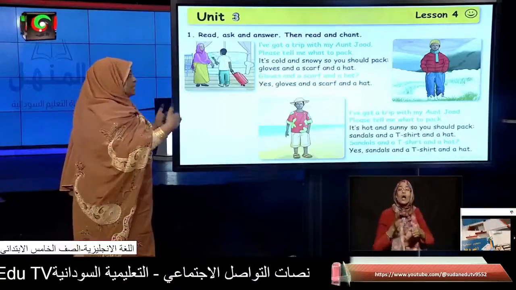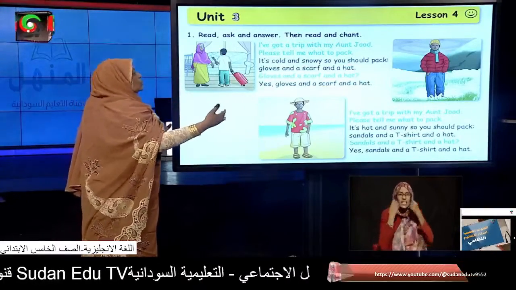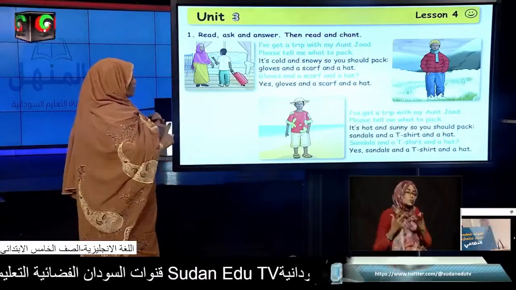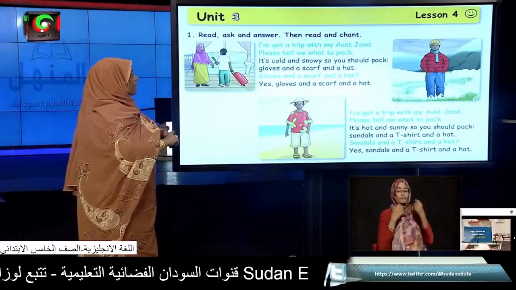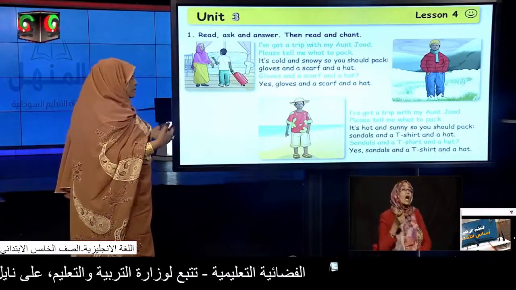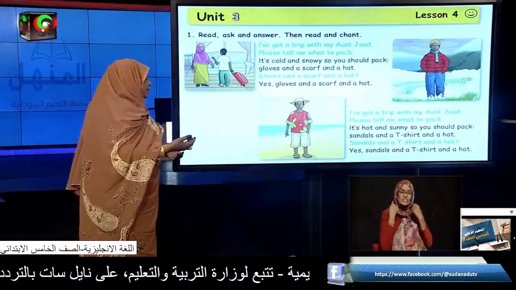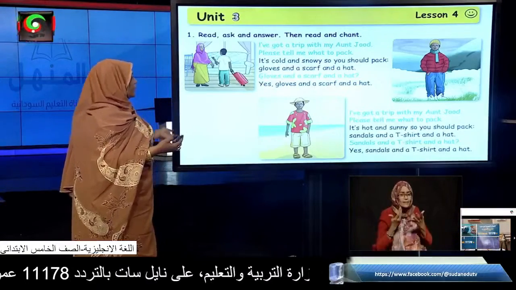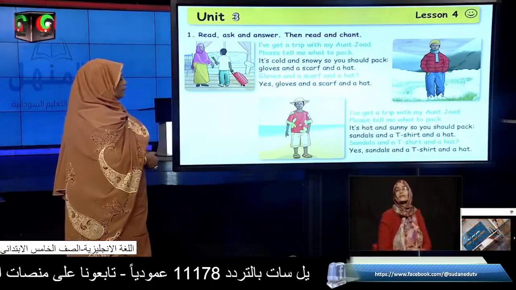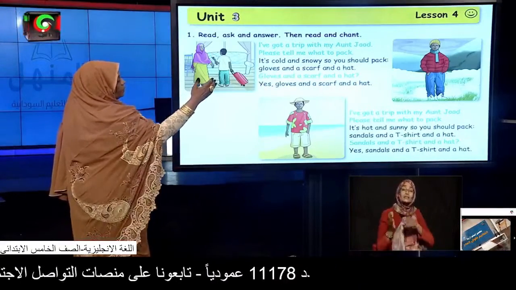So, for this reason, you should pack. What are the things that he should pack? Gloves and a scarf and a hat. So Salah asks, gloves and a scarf and a hat? Yes, gloves and a scarf and a hat. For the second trip, so this is for the first trip.